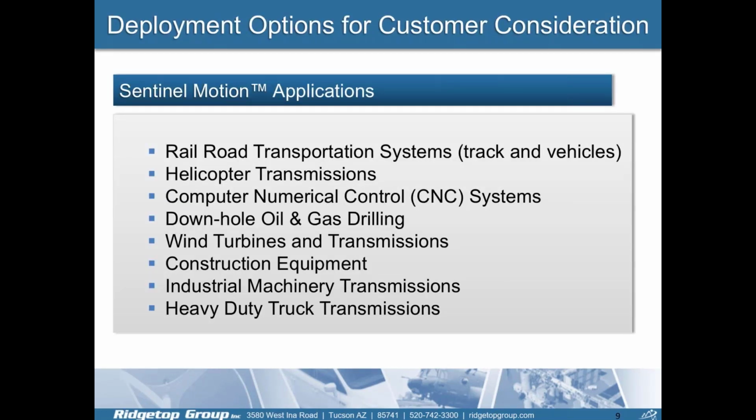So some deployment options for customers to consider for Sentinel Motion are kind of across the board. We've had customer interest and interactions in the railroad industry to monitor tracking and vehicle components, also helicopter transmissions and gearbox systems, CNC systems, downhole oil and gas, wind turbines, construction equipment, and also industrial equipment and heavy-duty equipment that can be found on construction sites or in the mining industry as well.